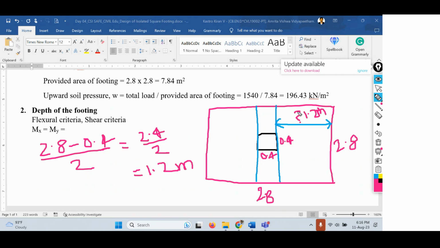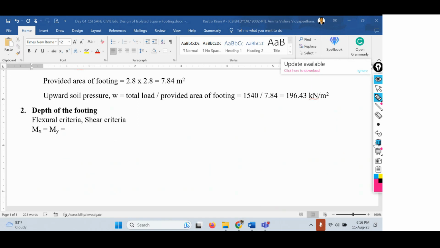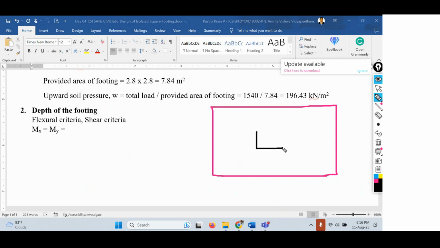This is very important in the calculation of square footing design. In the rectangular footing, we did not do this. Only in the square footing, this factor comes into picture. Let me rewrite all these things once again. We have a square footing, and then we have a square column inside it. The maximum moments will be acting at the face of the columns, along this face and also along this face, on either faces.